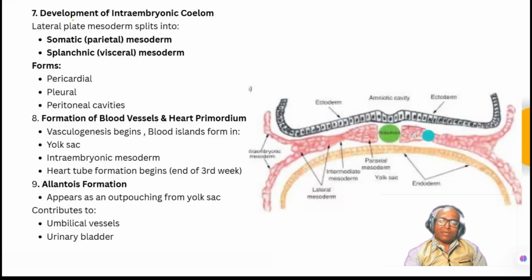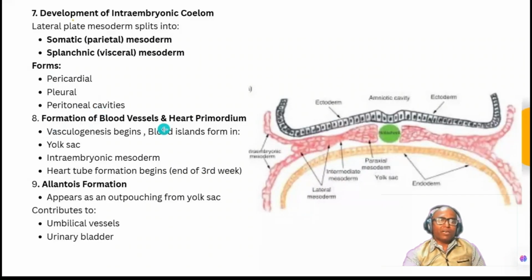So this mesoderm, as I mentioned, is the middle layer. Okay, so centrally there is the notochord formation, then there is a paraxial mesoderm, then an intermediate mesoderm, and then a lateral plate mesoderm. This lateral plate mesoderm also splits into two. One is the somatic or parietal mesoderm, and another is the splanchnic mesoderm. And what does it form? It forms the pericardial, pleural, and peritoneal cavities.